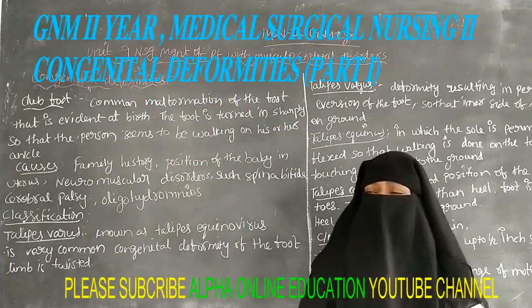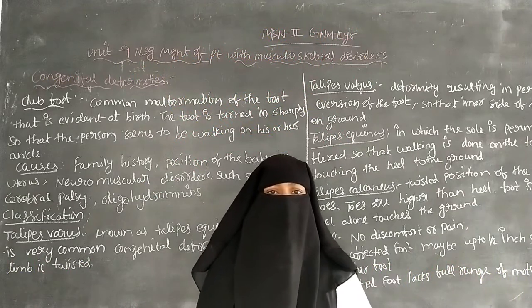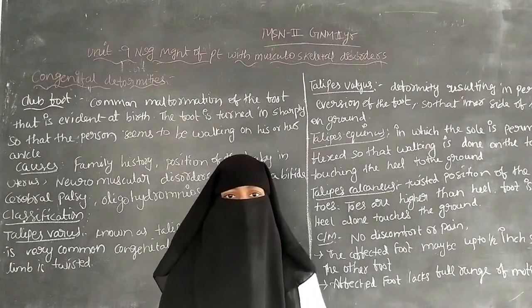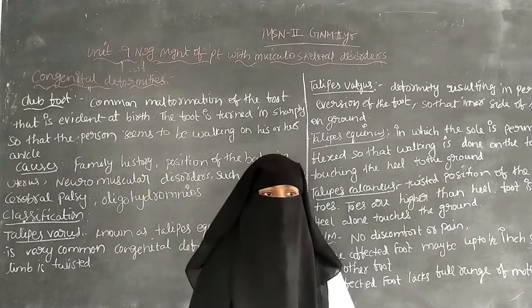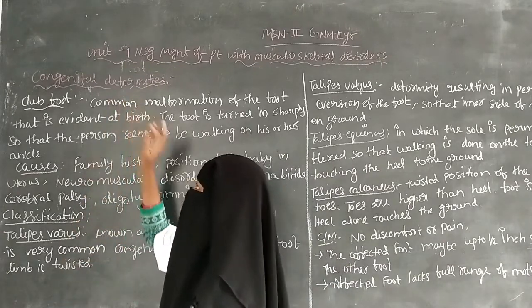Hi everyone. Today I am going to discuss medical surgical nursing 2 for the GNM second year. In that, we are going to discuss unit 9, that is, nursing management of patients with musculoskeletal disorders. In that, we are going to discuss the congenital deformities.